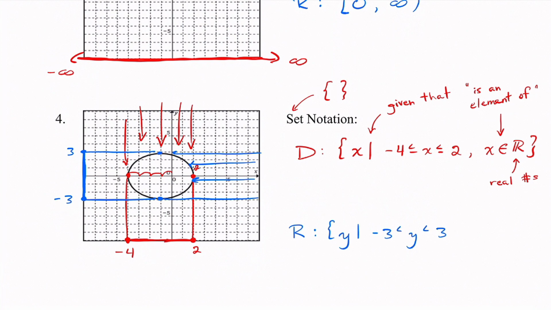And then we included both of those. We had solid dots on both of them, so we need to include them. We got to put equal signs. And then again, just put the Y is an element of the real numbers, and then the last curly bracket. So this Y is an element of the real numbers, and this X is an element of the real numbers. That should be on every single set notation question that you guys get.